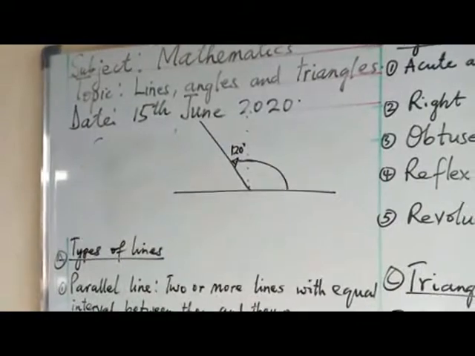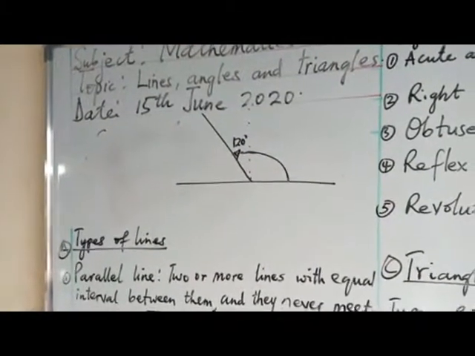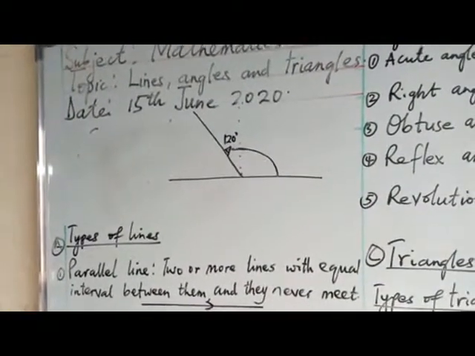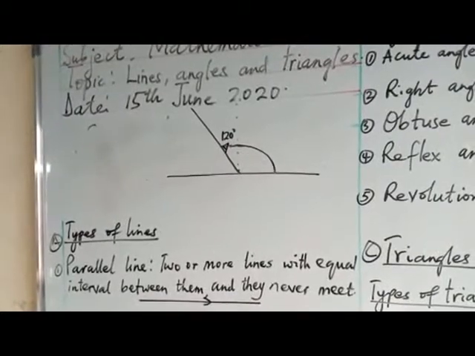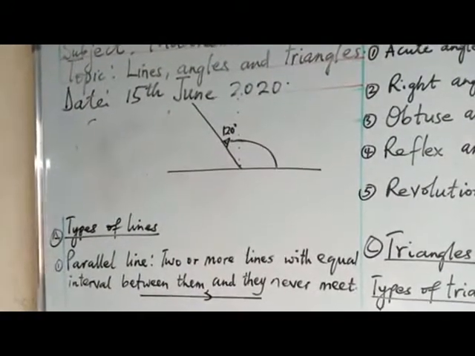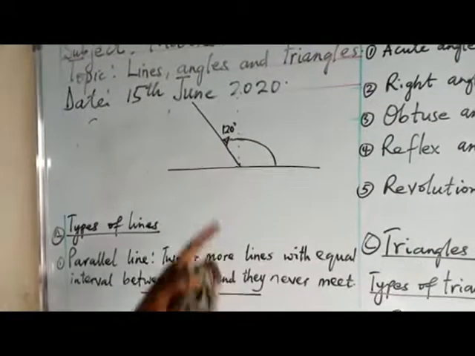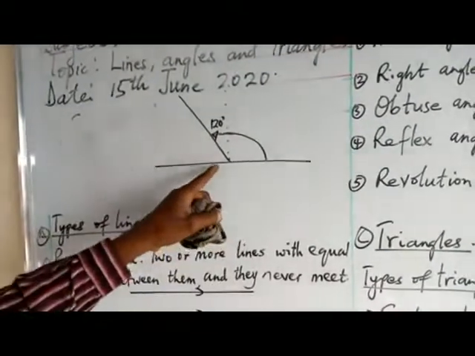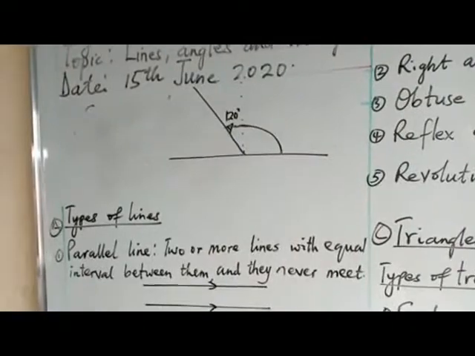So 120 is obtuse. 110 is obtuse. 130 is obtuse. 155 is obtuse, till 179. So when it is less than 180, you know that it is what? Obtuse. So this is an example of an obtuse angle.